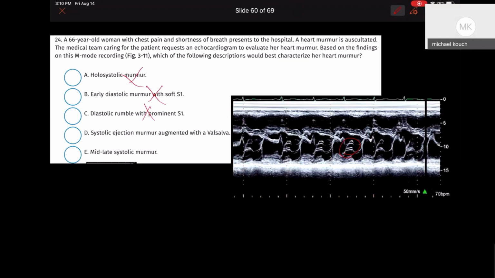So what finding do we see that is altered with Valsalva? What classic medical problem did we just talk about? Yeah. So this is trying to get you to pick systolic anterior motion of the mitral valve, right? And our mid-late systolic murmur is actually, this is mitral valve prolapse here, okay?